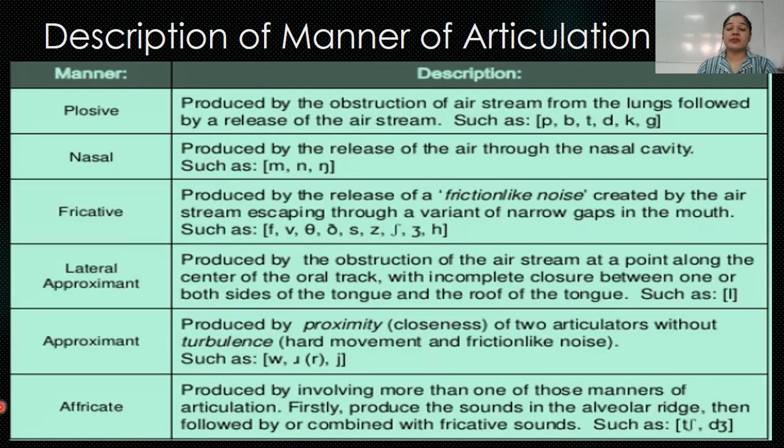So let us see the manner of articulation. Here, produced by the obstruction of the air stream. So when you say p, obviously the air is blocked. P, b, t, d, k, g. Nasal. Now some are nasal sounds, which are produced by the release of air through the nasal cavity instead of the mouth cavity, like m, n. Here the sound is coming from the nose.